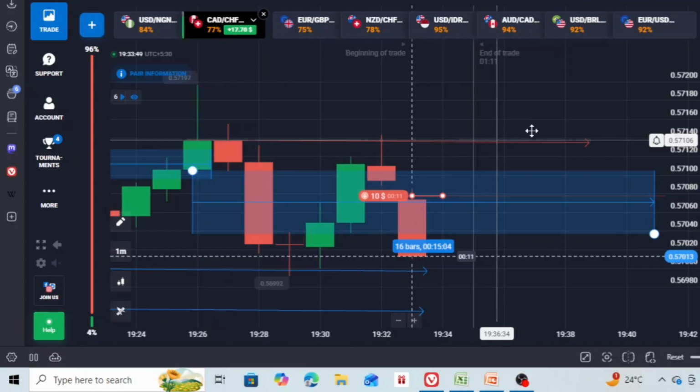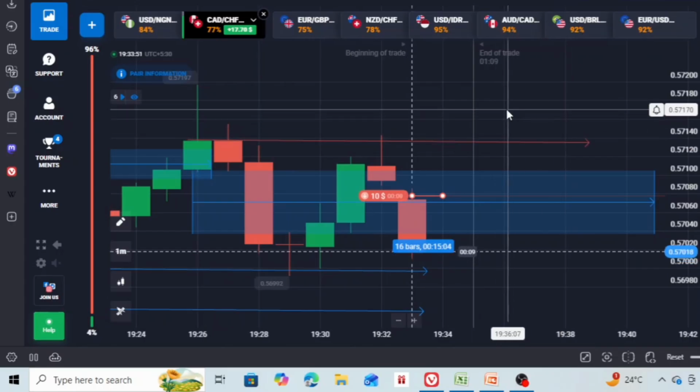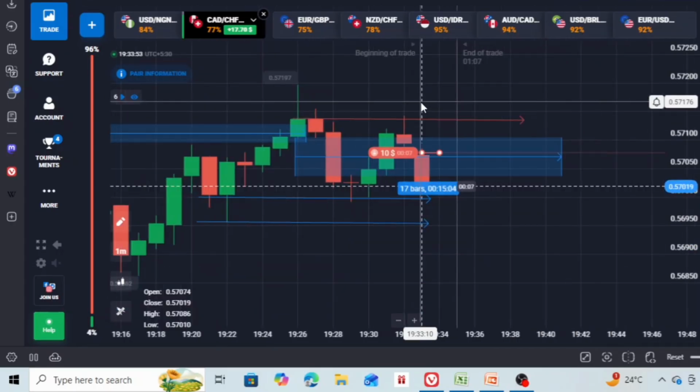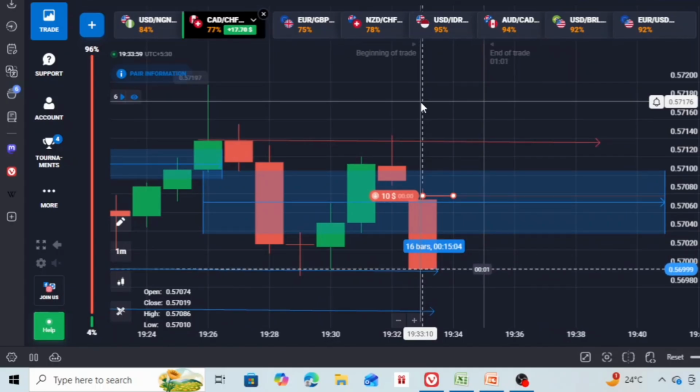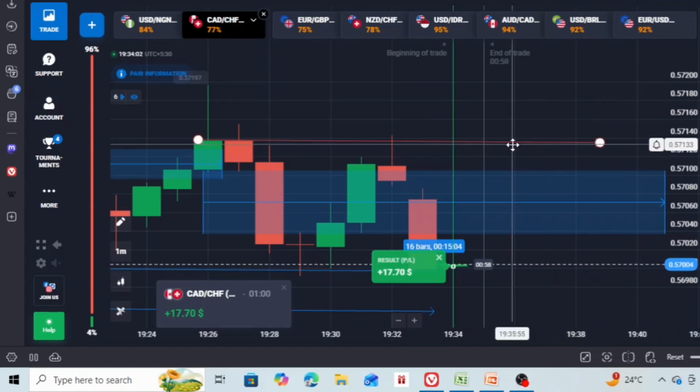Okay, so it's going in our favor right now. We still have 9 seconds. 5, 4, 3, 2, 1, and then boom, this is the winning trade.